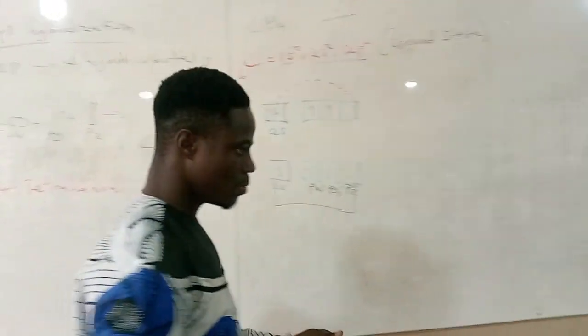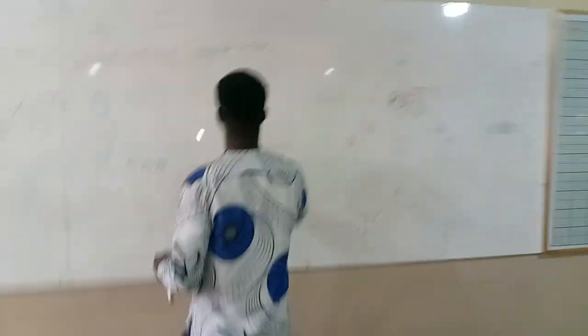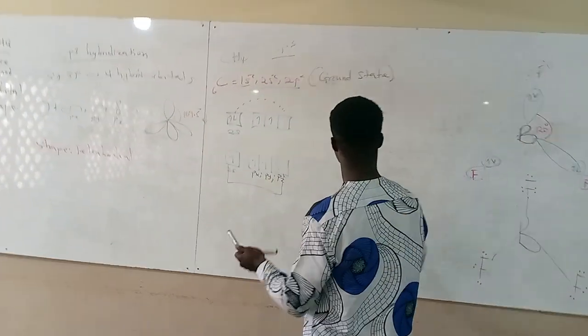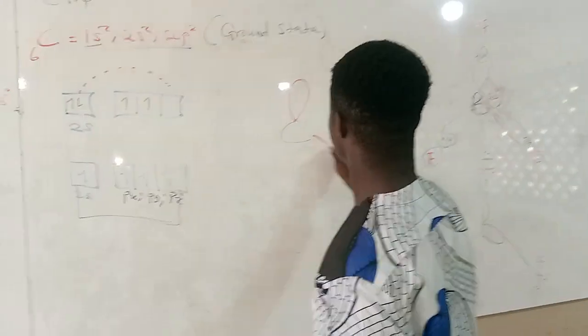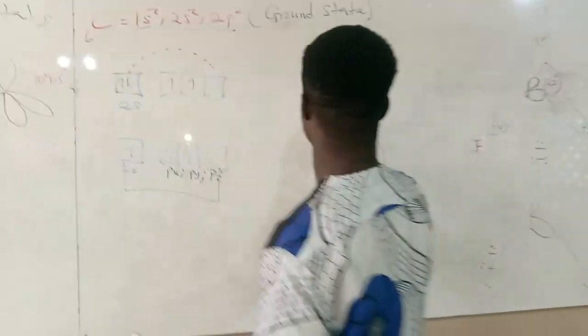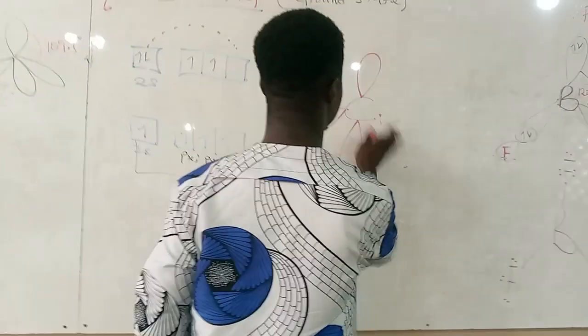Let's look at how the presentation goes. This is my carbon. That's 4 hybrid orbitals. One comes here like this, another comes here, one comes here, and the next one comes here. So these are the 4 hybrid orbitals.